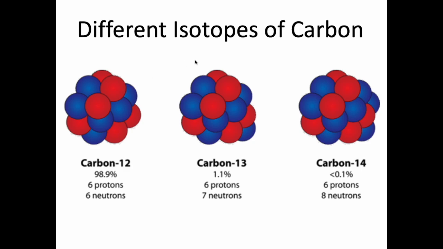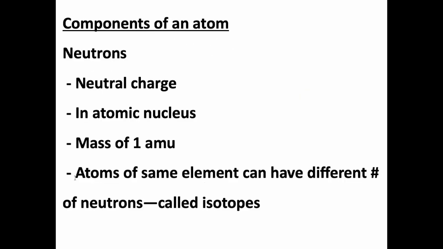Again, we don't call these different elements. They're all carbon. We call these things with varying numbers of neutrons isotopes. So atoms of the same element can have different numbers of neutrons. We call these things isotopes. So neutrons don't affect the element. They affect the isotope of that element.